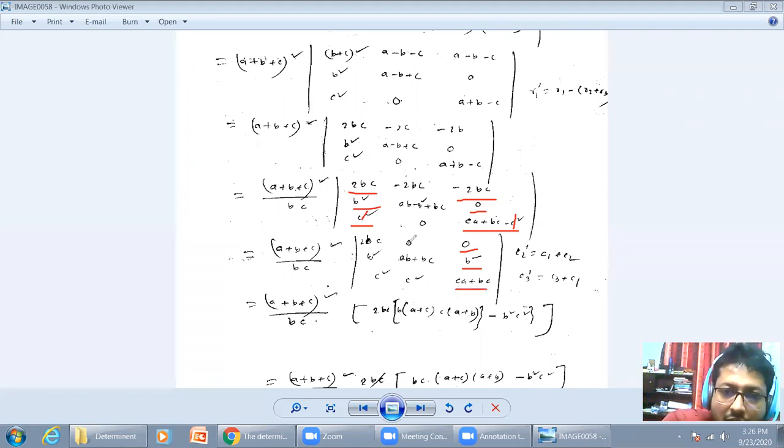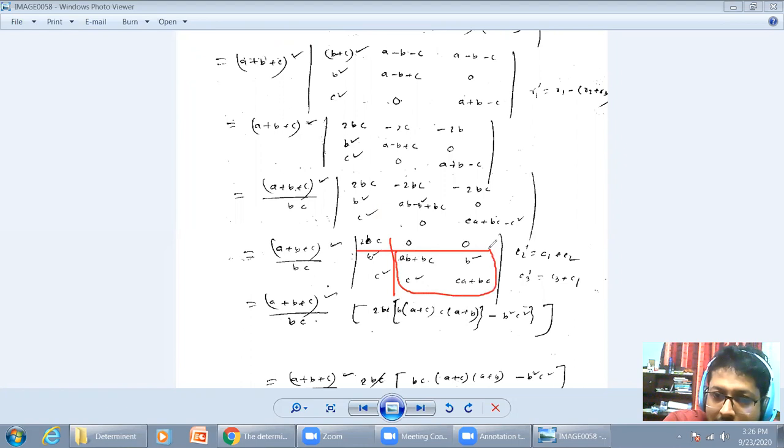We only take a single part, that means twice BC, and we take only this part which is circled. We multiply AB plus BC with CA plus BC and B square with C square. So B square C square minus B into AC, C into AB. That means common part B, common part C: C into AB, B into AC, and twice BC.